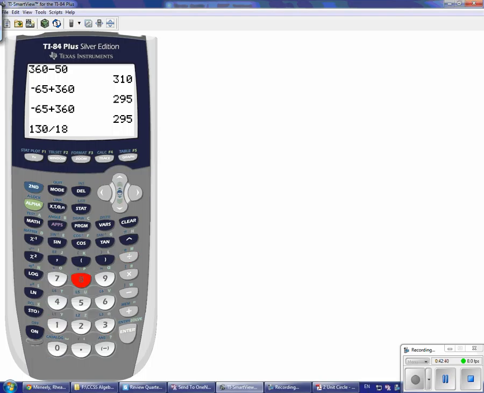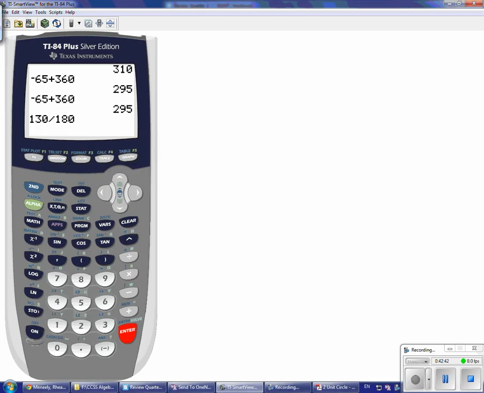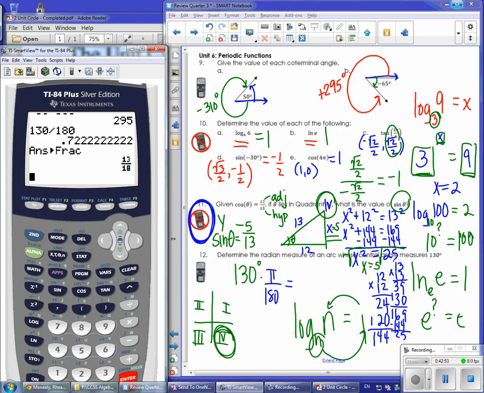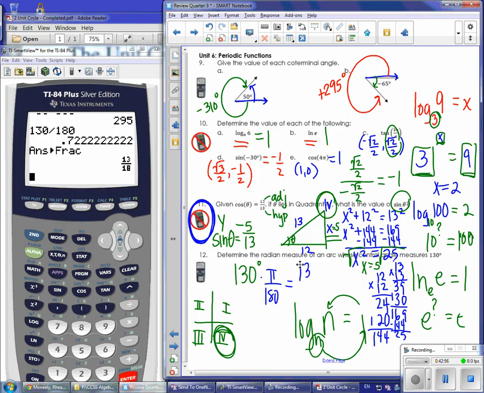I'm not going to include the pi symbol on my calculator. Now I get a decimal, but if I go to my math window, I can change that number back to a fraction, and I get 13 over 18. So when I write my final answer, I'm going to have my 13 and my 18, but I don't want to forget about pi. So I'm going to include the pi in my final answer. And I believe that's it.